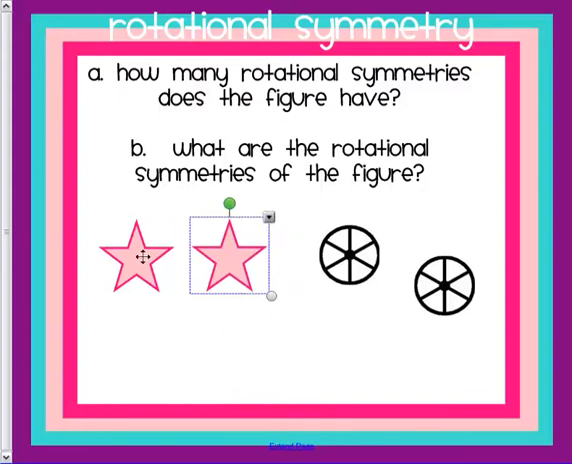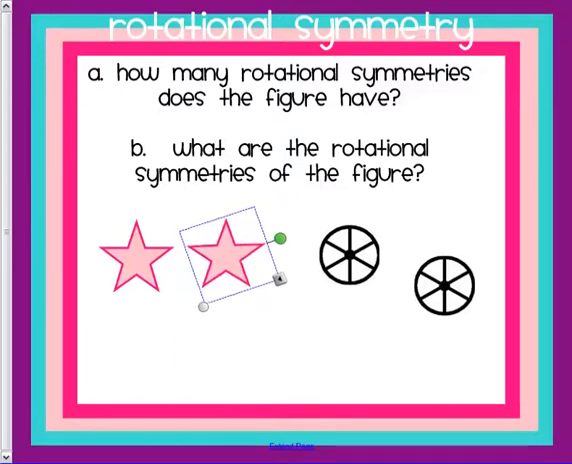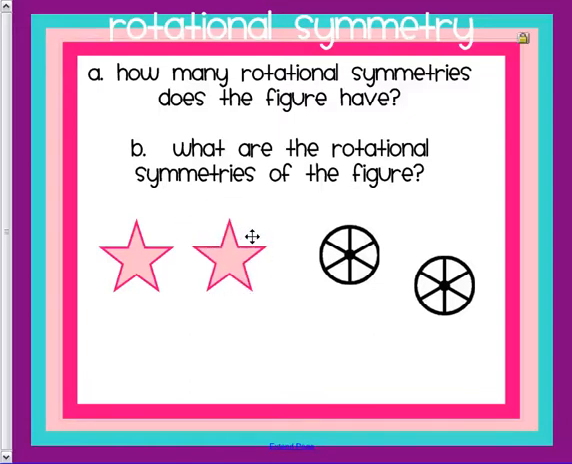So, for example, with this star, if we look at the green dot, we're going to take this and we're going to see how many times it still looks like the star. So here it doesn't, but here it does. So 1, 2, 3, 4, 5 rotational symmetries. Okay? And the rotations are here, here, here, here, and here.